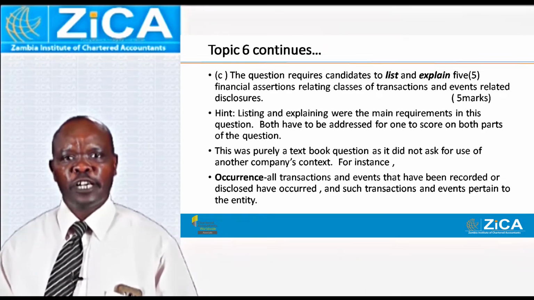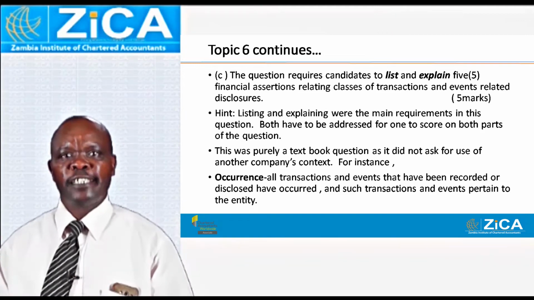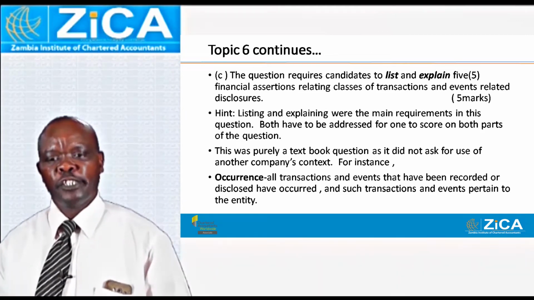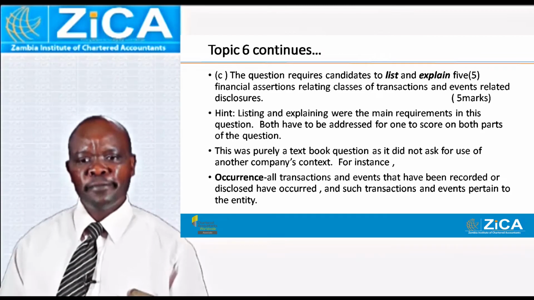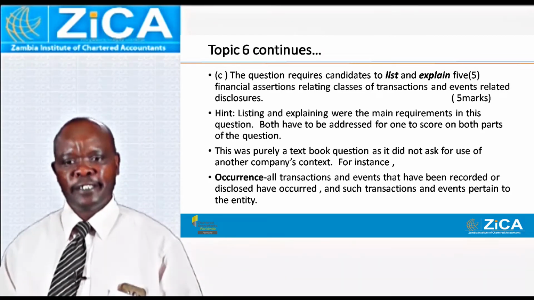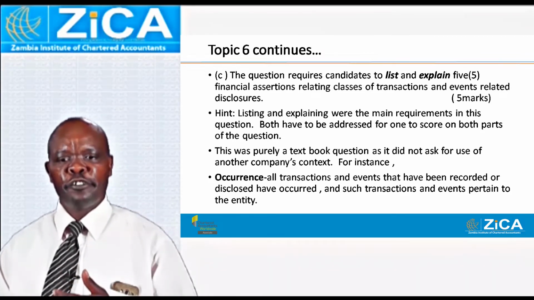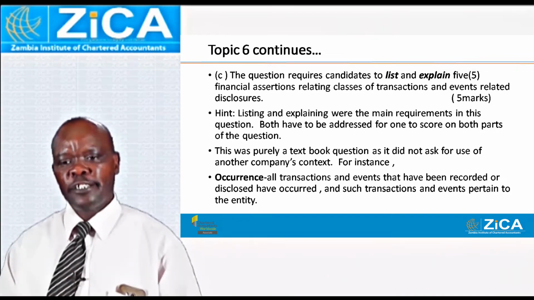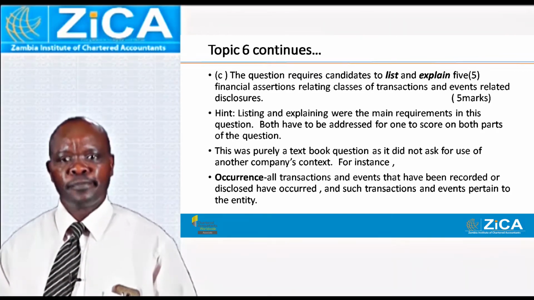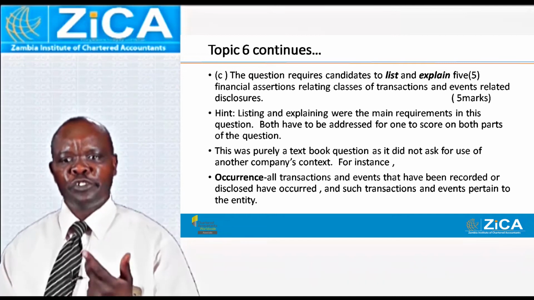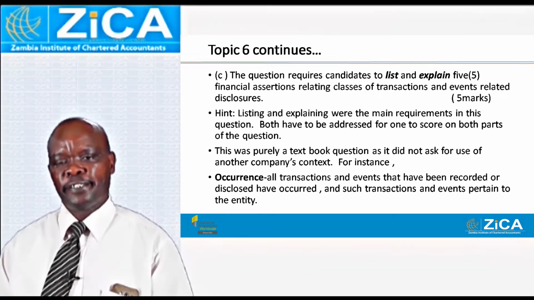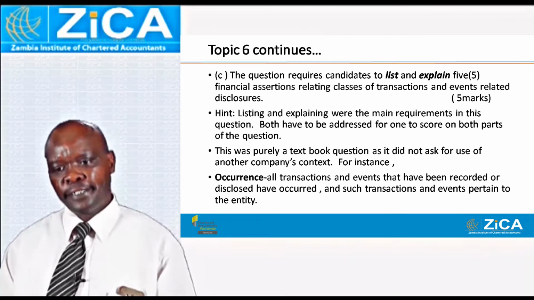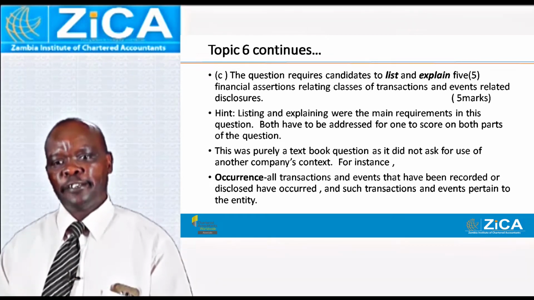It's very important that you look at what kind of answers we bring out. You'd find that listing is just itemizing, say 1, 2, 3, 4. An explanation is giving a reason. So in this case, the question has two requirements. The first requirement is a list, and the next is an explanation.